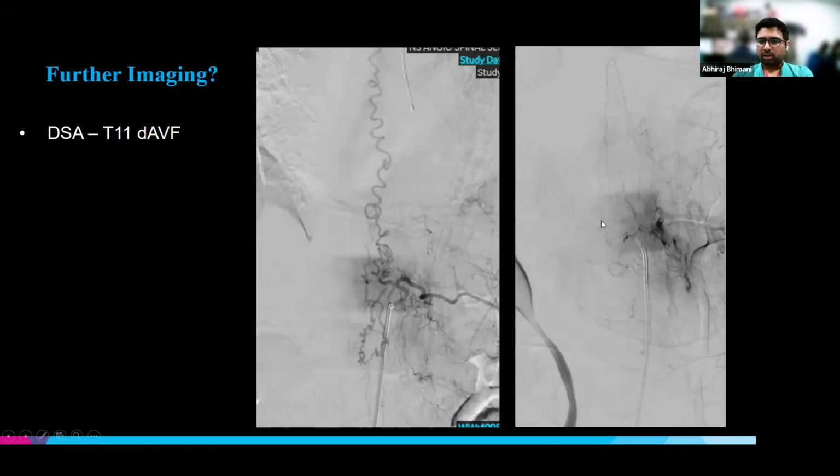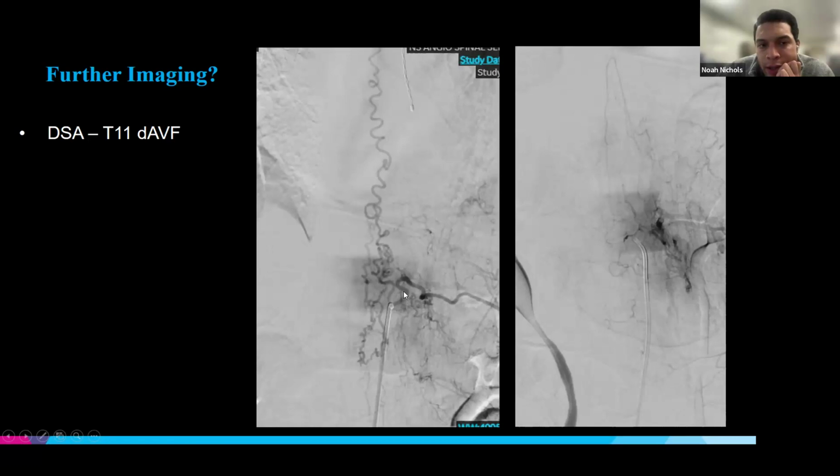All right, and how would that affect your decision making? Go to Noah. How would the location of the Adamkowitz affect your clinical decision making in treating the dural AV fistula?